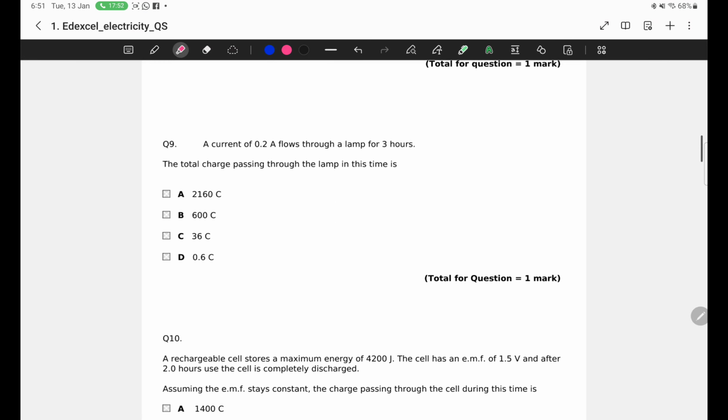Question number 9. The current is 0.2 ampere. You are given time 3 hours and you have to calculate charge. Charge is the product of current into time. Current is 0.2 ampere and the time is 3 hours, and there are 3600 seconds in each hour.